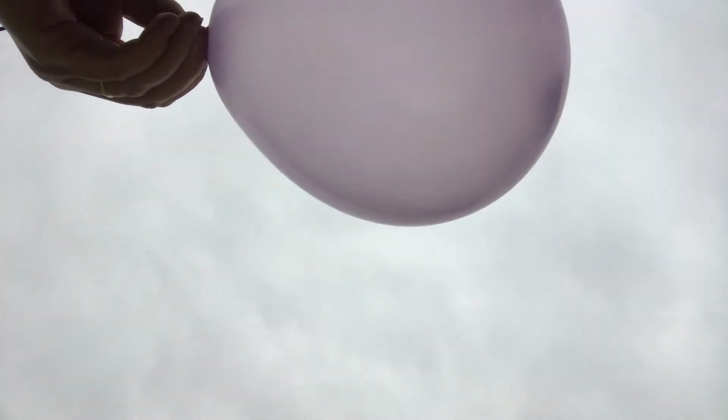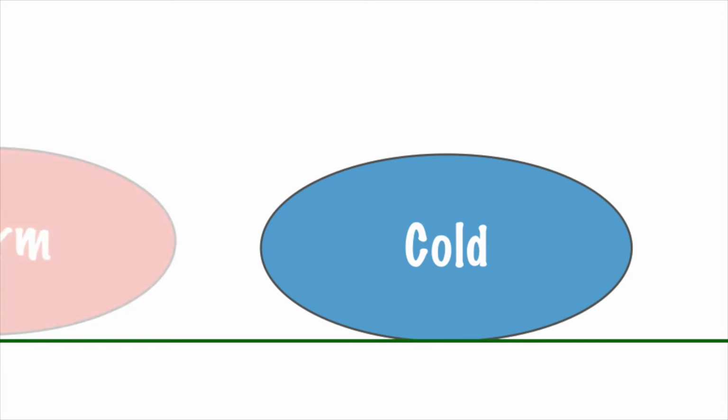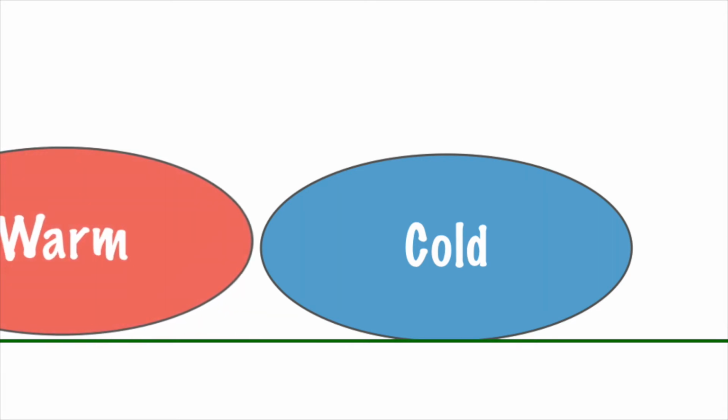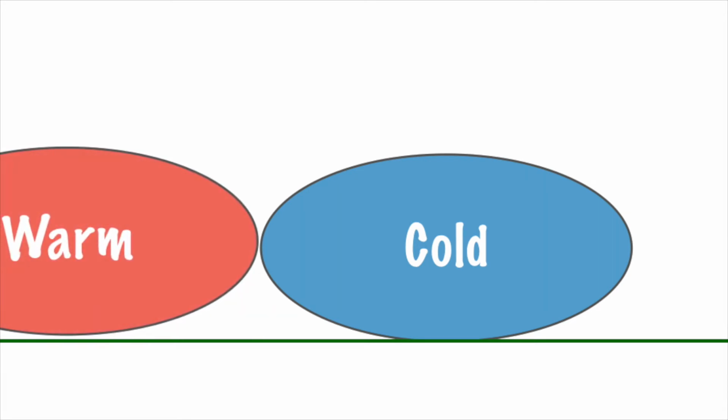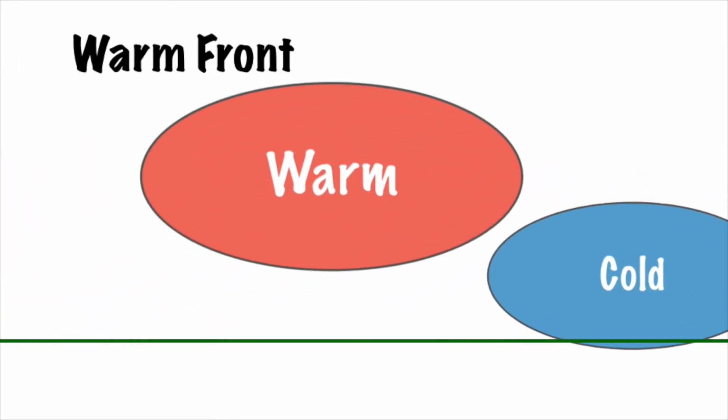Cold air does the opposite. Cold air sinks or likes to stay lower. When a warm air mass overtakes a cold air mass, it slowly rises and nudges the cold air mass out of the way, like this.